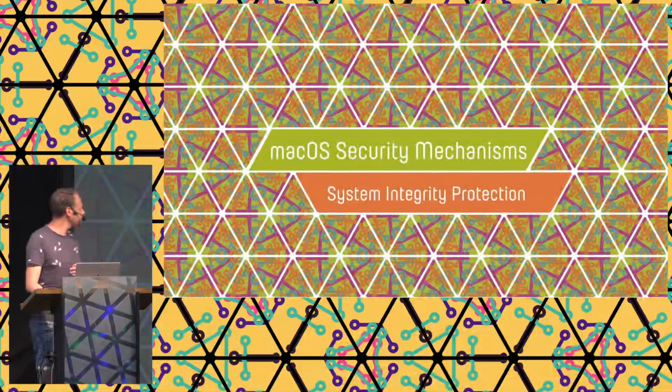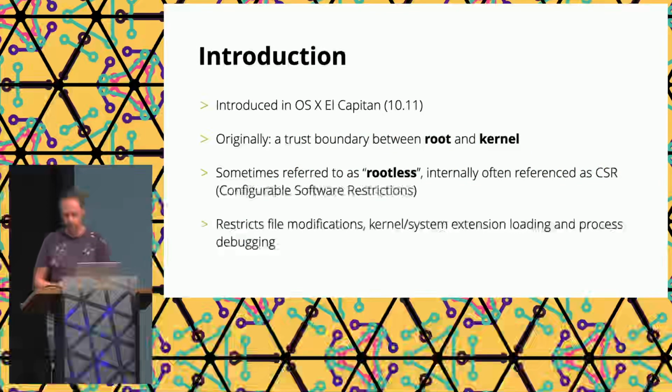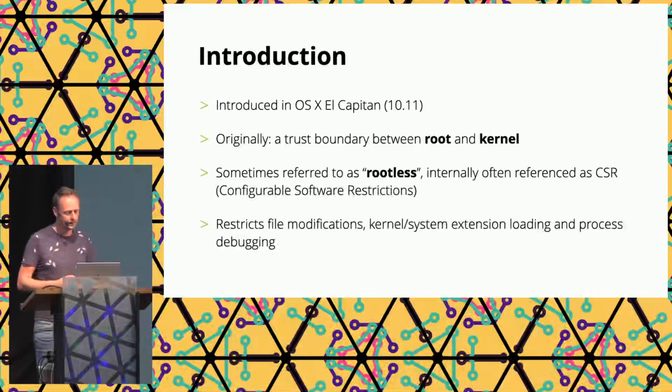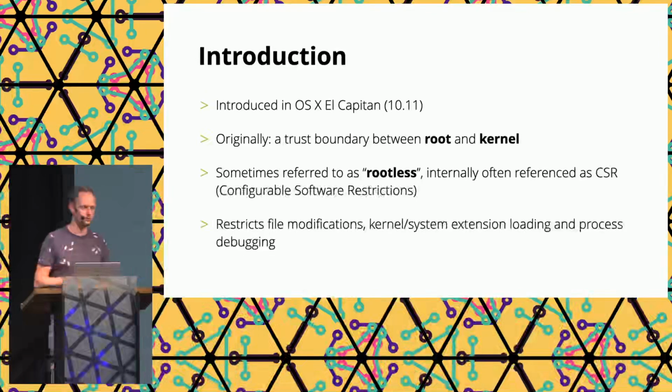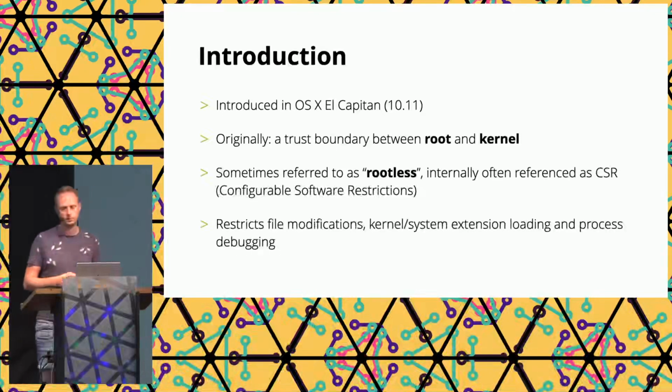So another important security measure is System Integrity Protection, or SIP. It was released in El Capitan. And it was originally to create a trust boundary between root and kernel level. So it is often referred to as rootless, or internally it's referred to as CSR. And it restricts modifications, kernel and system extension loading, and process debugging, etc. So the idea here is that even if you have root privileges on your account, you're still not able to alter the most important parts of your system.